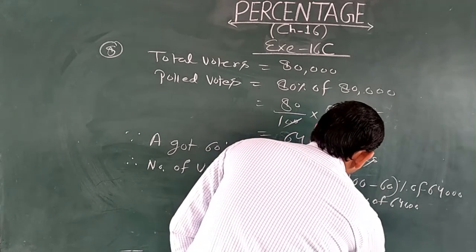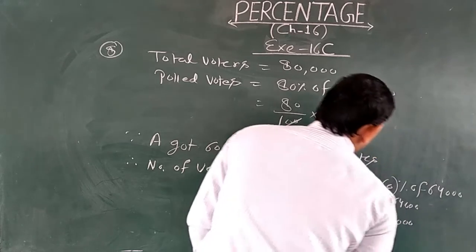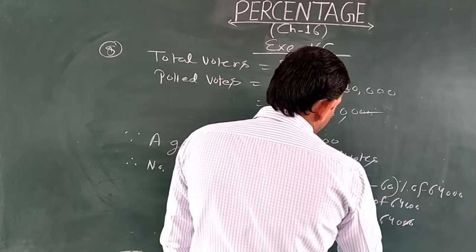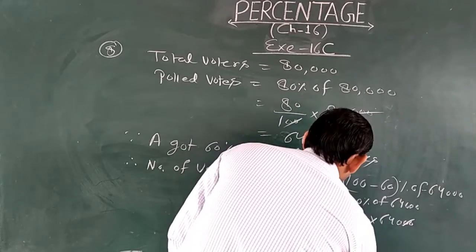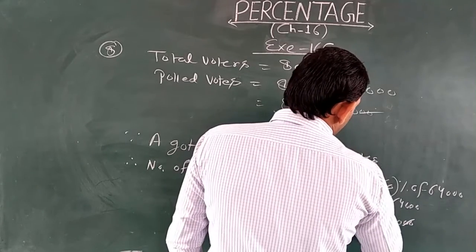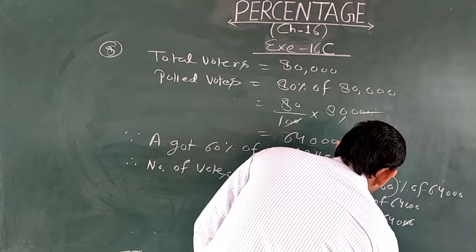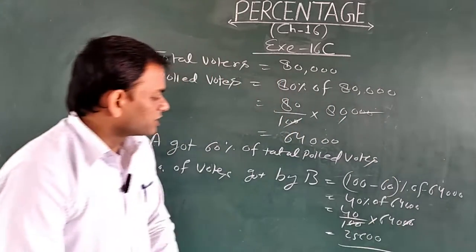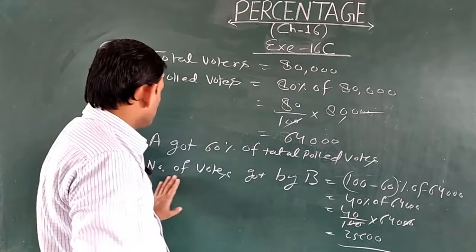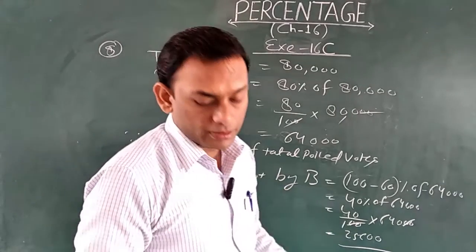Now we will solve. It will be 40 upon 100 multiplied by 64,000. 100 will be cut, and now we will multiply 40 into 640. So 4 fours are 16, 1 carry, and 4 sixes are 24, and 24 and 1 is 25, and 2 zeros. So it will be 25,600 votes. So 25,600 votes is the total votes got by B. Number of total votes got by B.